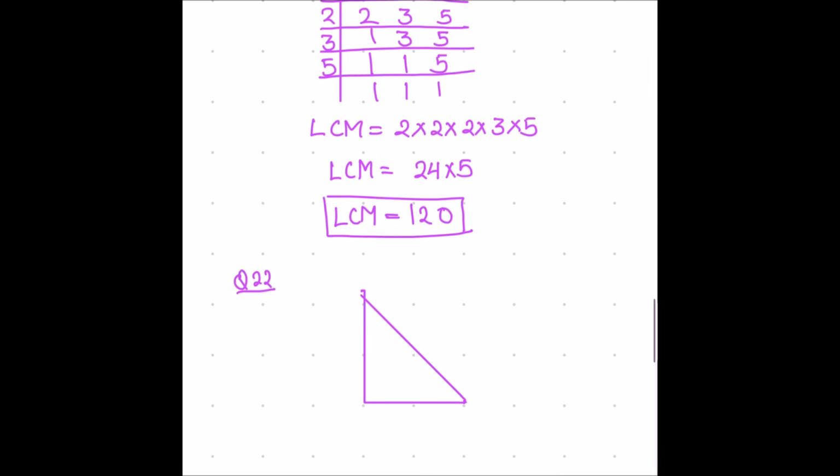So this is our right angle triangle. Let us label it A, B, C. So this is how you are going to draw the right angle triangle.